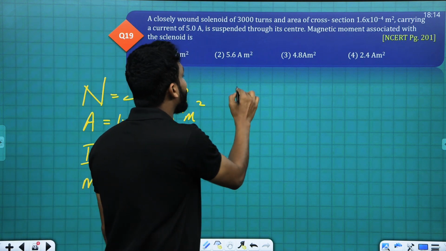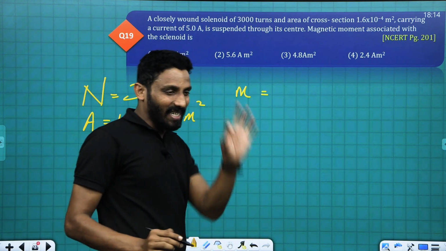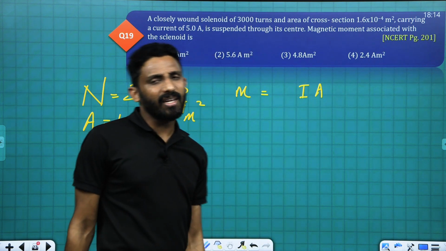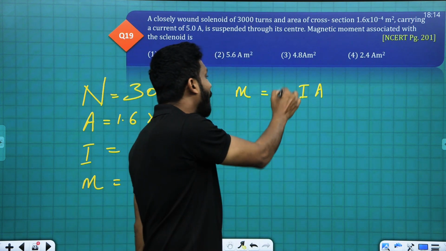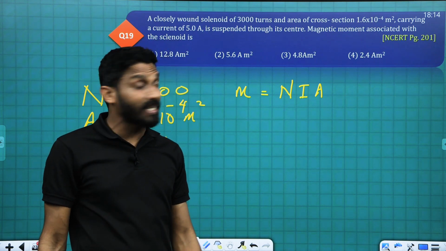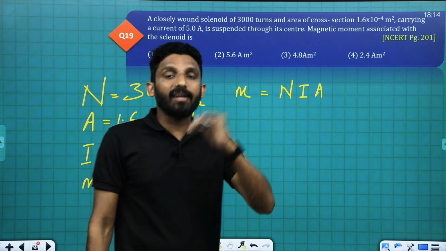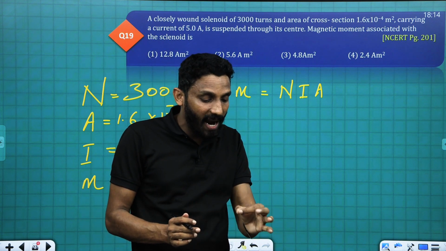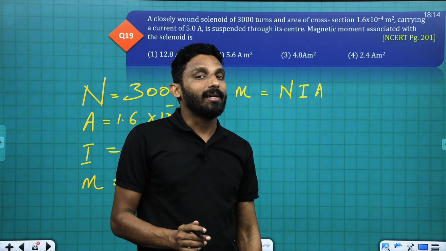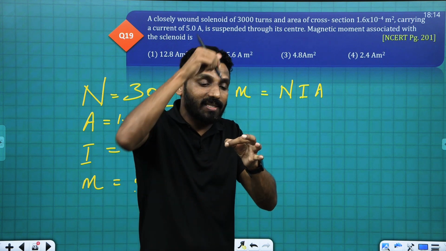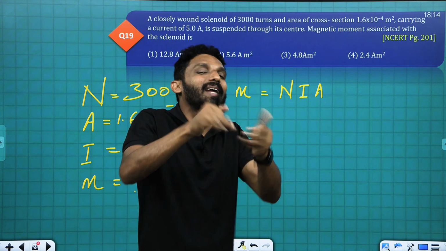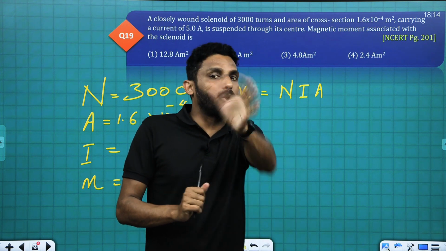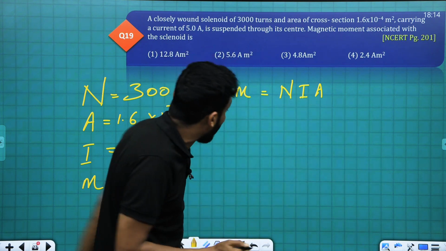See, the magnetic moment associated with a single turn is IA, current into area. And here we have n number of turns, so the total magnetic moment will be NIA. The magnetic moments of each turn will be added up vectorially. Since all the magnetic moments are in the same direction, they are simply added: IA plus IA plus IA and so on, equal to n times IA.